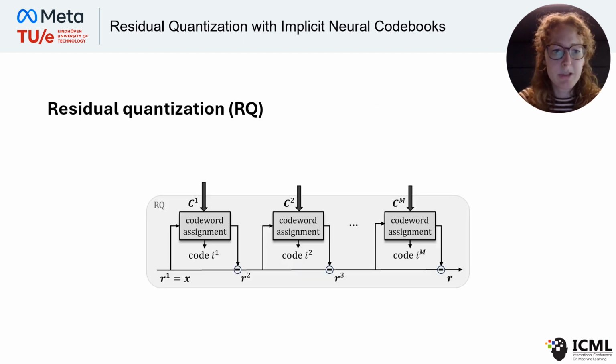So let's review residual quantization. An incoming vector x is quantized using the first codebook, and the resulting quantization vector is subtracted from the original vector to get the first residual. And here in this figure, it's called R2. Then we aim to quantize that residual using the second codebook. And the vector that gets extracted from that codebook then again gets subtracted from R2 to get the next residual R3, etc.